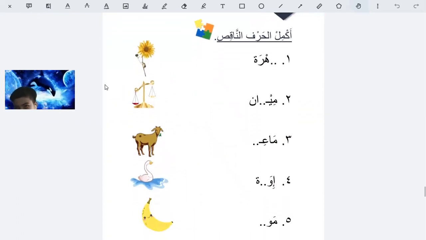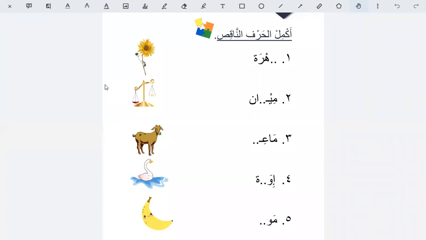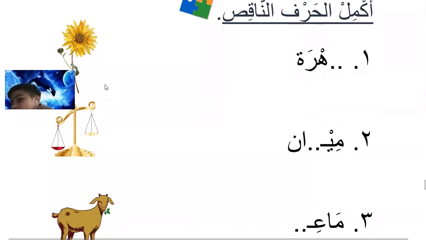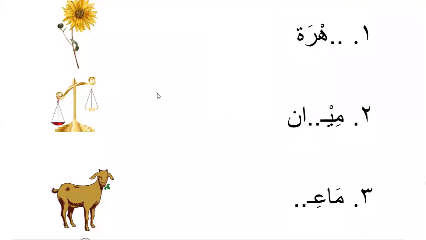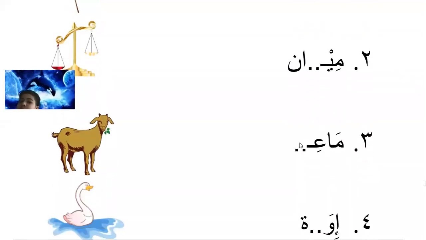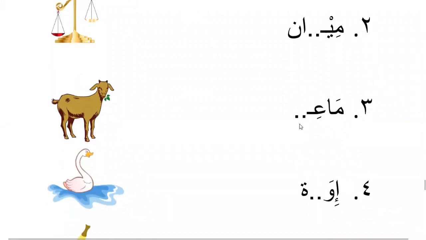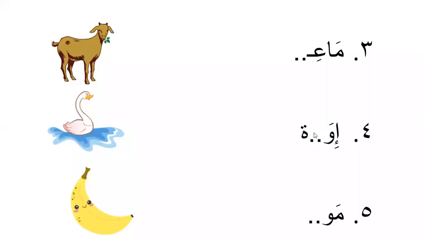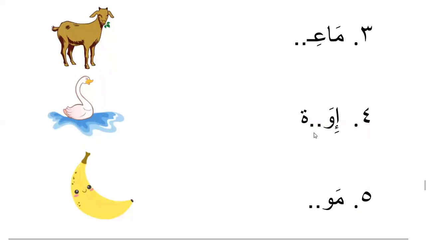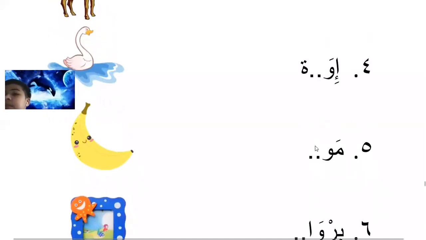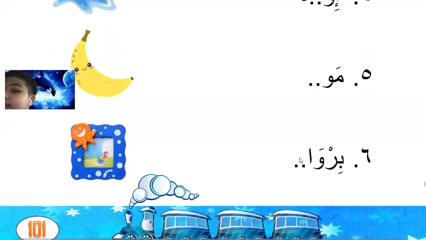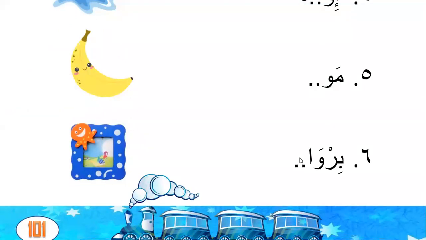Akmil al harf al naqis, complete the missing letter. Zahra, meaning? Sunflower. A flower. Mizan. Balance. Ma is. Good. It was a swan. Swan, right? Yes. Mouse banana. Good. Bir was a frame. Good.